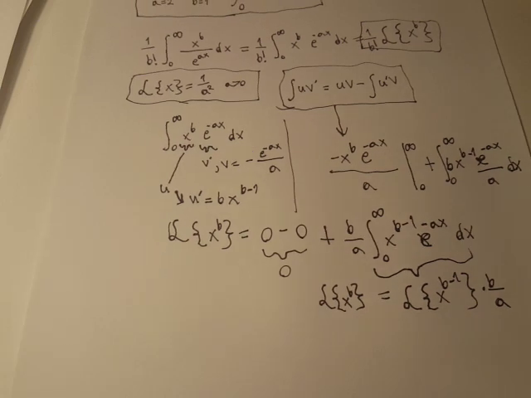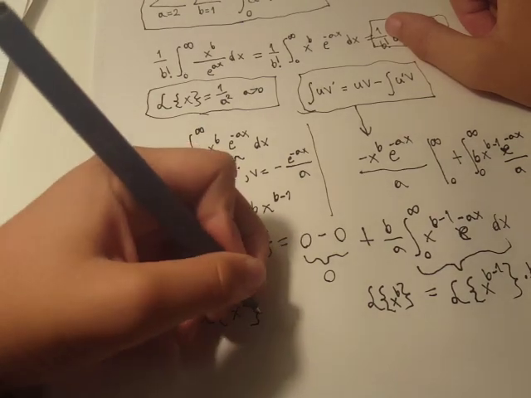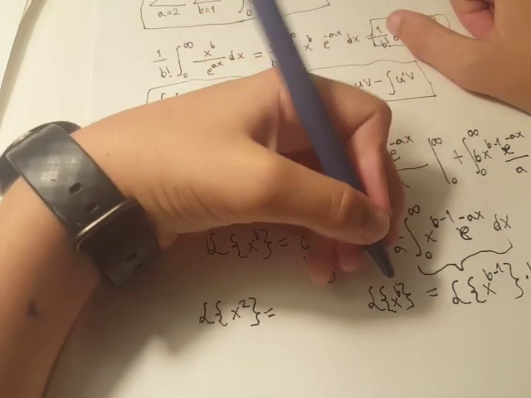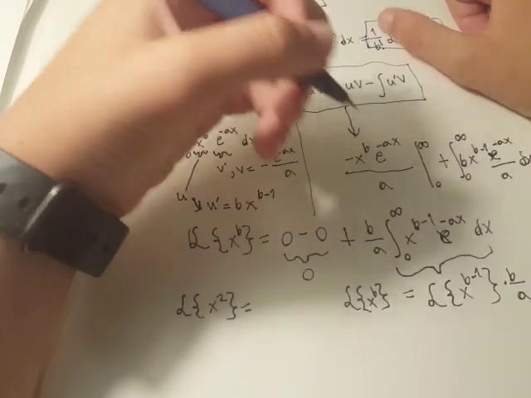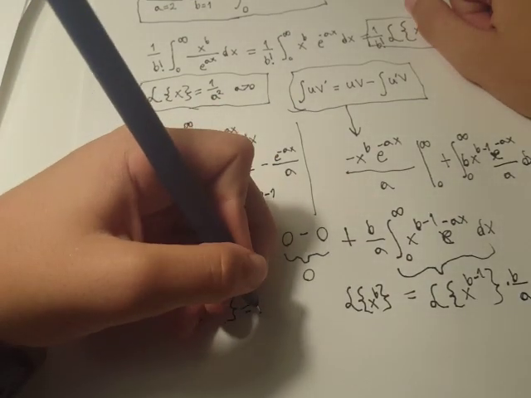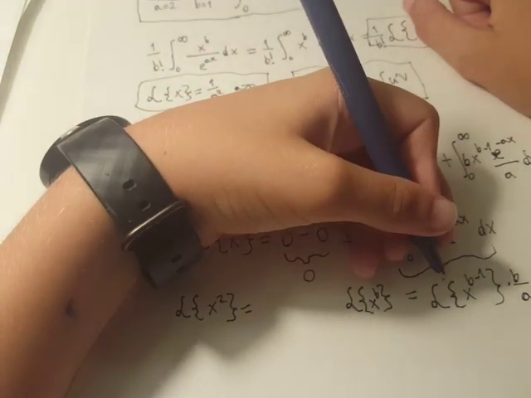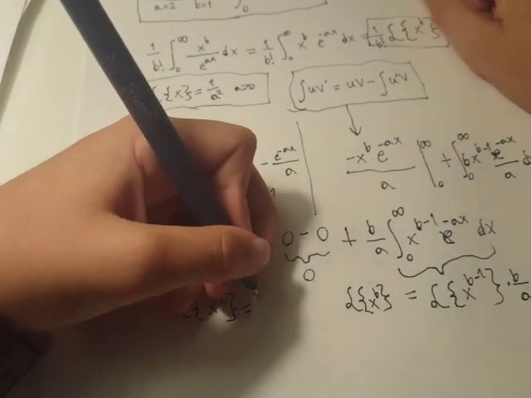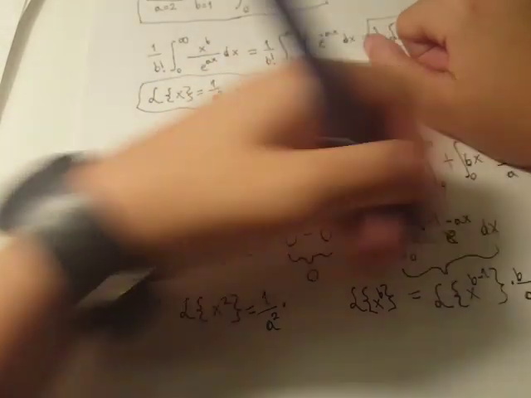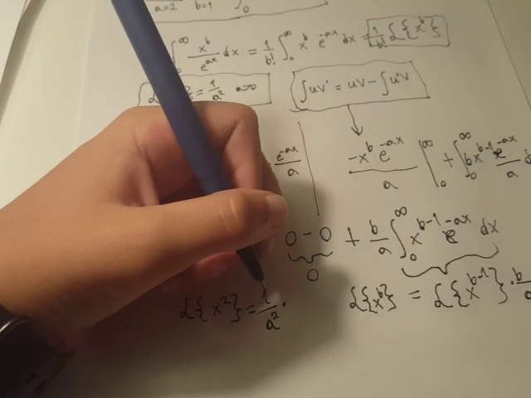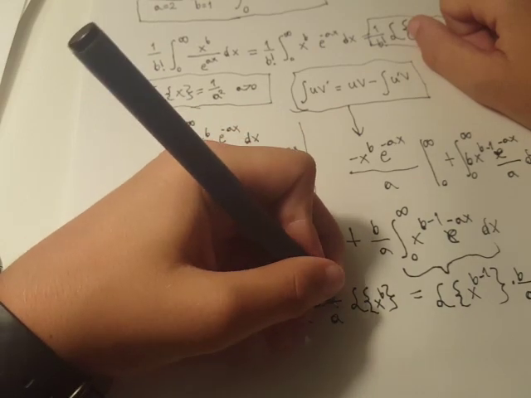So let's do the Laplace transform of x squared to find a general formula for the Laplace transform of x to the b, because this does not help, it just goes again. It doesn't give us a general answer. So this will just be the Laplace transform of x to the 2 minus 1, so the Laplace transform of x, which as we said here is this, times b over a, in this case b is 2. This becomes 2 over a cubed.